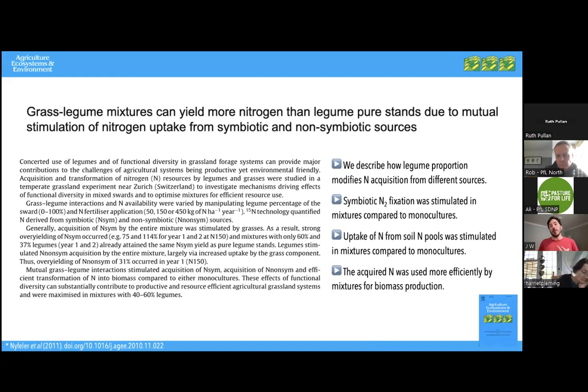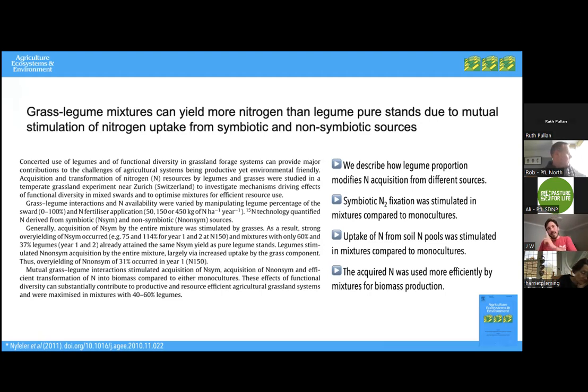And both of these two processes, enhancing N fixation as well as enhanced nitrogen acquisition from the soil, ultimately, once that nitrogen entered the plant, that acquired nitrogen was ultimately then used more efficiently by the mixtures for biomass production. So meaning that of the nitrogen that they acquired, the mixture versus the monoculture was able to produce more biomass per unit of nitrogen acquired.